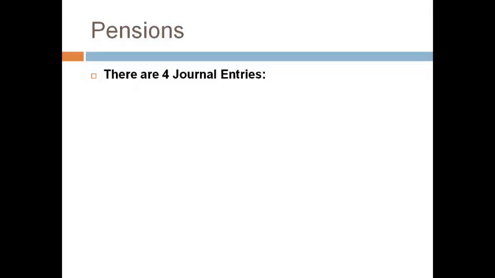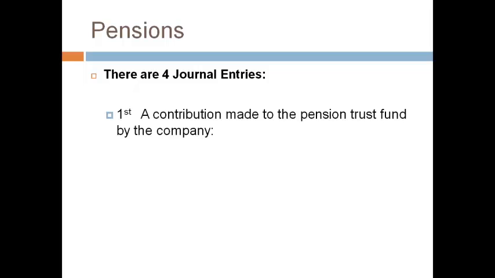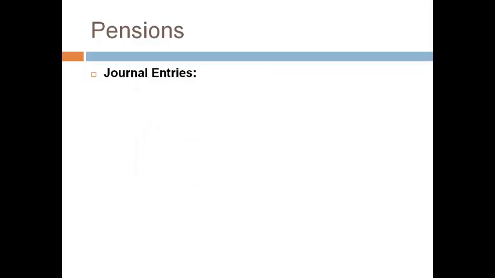There are 4 journal entries recorded for defined benefit pension plans. The first records the company's payment to the trust fund. This reduces the amount owed for pensions. The entry is similar to any other payment for an amount that is owed. The liability decreases with a payment.